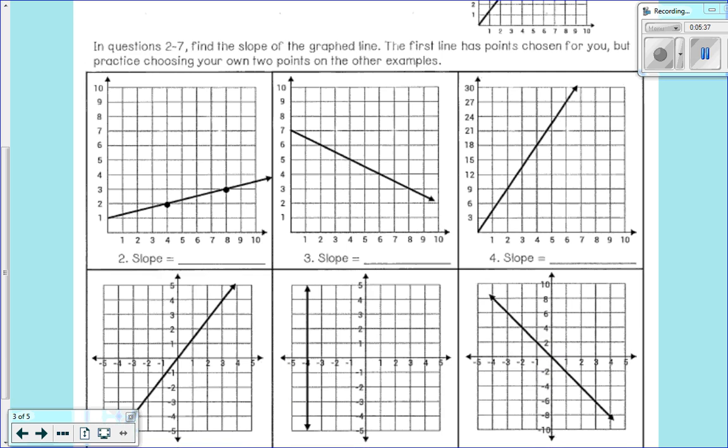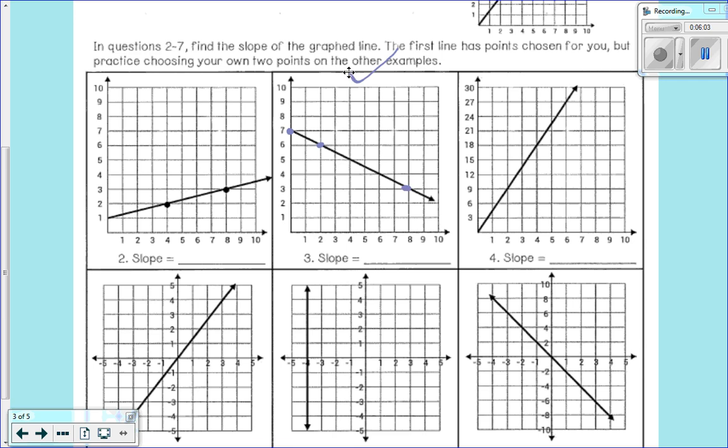We're going to practice choosing our own 2 points, and so we're going to do this one together. If I choose 2 points on this graph, and then someone else chooses 2 points, should we end up with the same slope? Absolutely. I'm going to go ahead and choose 2 different points just to show you.